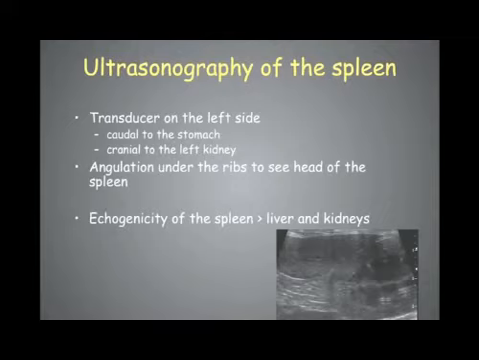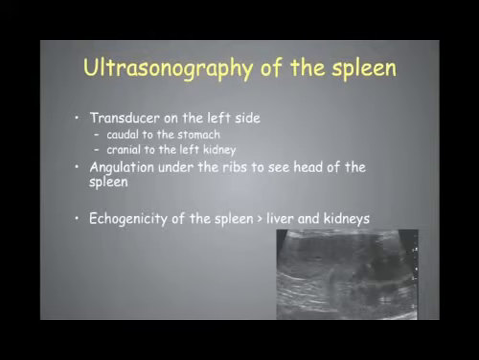So first we put the transducer of the ultrasound machine on the left side, caudal to the stomach and cranial to the left kidney, to look for the head of the spleen. This head of the spleen is sometimes not visible just by looking on the ventral aspect of the abdominal wall, and we'll have to angulate the probe under the ribs to see the head of the spleen better. If we don't do that, we can miss some part of the spleen and miss some lesions in this head of the spleen. We can also try to put the transducer in between the ribs to look for the spleen if it's really located underneath the rib cage.